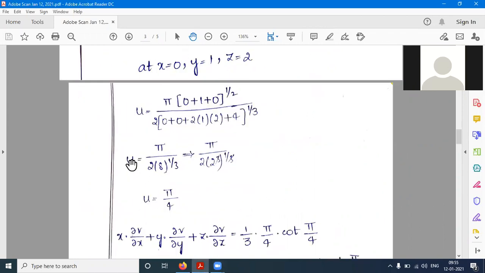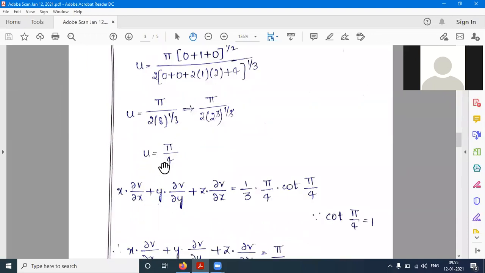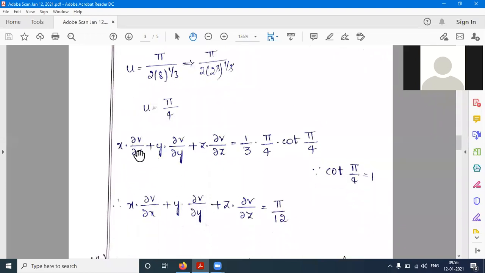See beta, u is equal to 5 into 1 is 5, 2 into 2 power of 3, 8, we can write 2 power 3 whole to the power of 1 by 3, so 3 will get cancelled. So u is equal to 5 by 4. So x into dou v by dou x plus y into dou v by dou y plus z into dou v by dou z is equal to 1 by 3 into, so u value is 5 by 4, cot u is there. Yes or no beta?